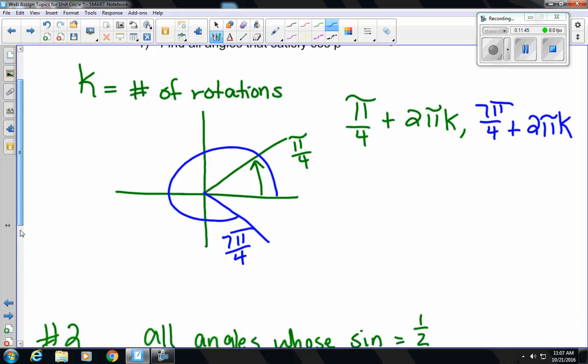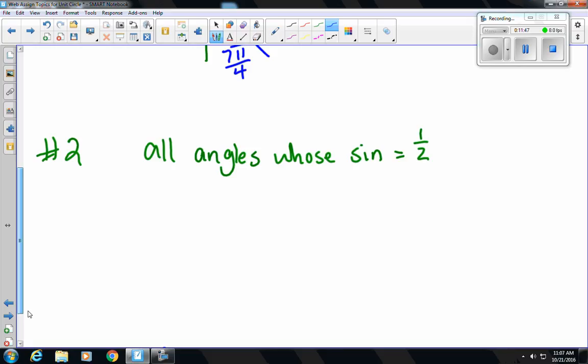What about all angles whose sine is 1/2? So what should I do first? Sketch it out. Okay, so I'm going to use my hand, and I'm going to make my hand show a sine of 1/2. Where am I?